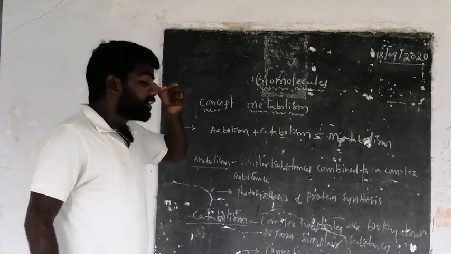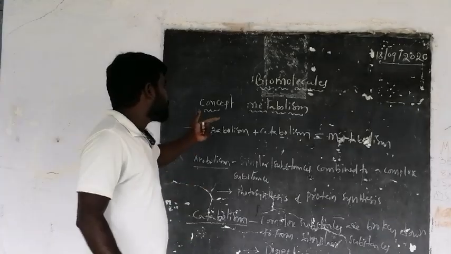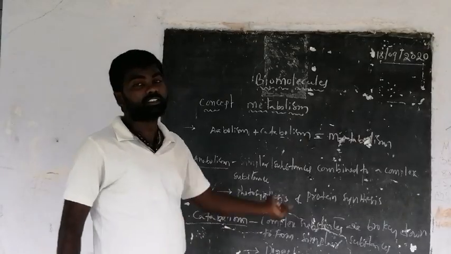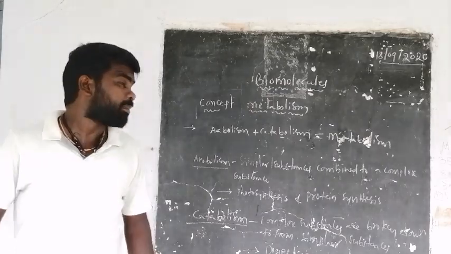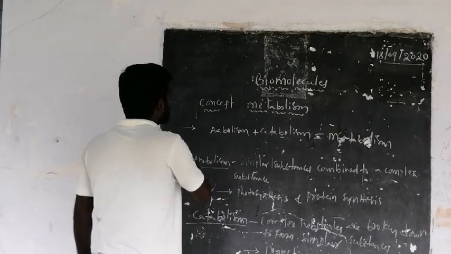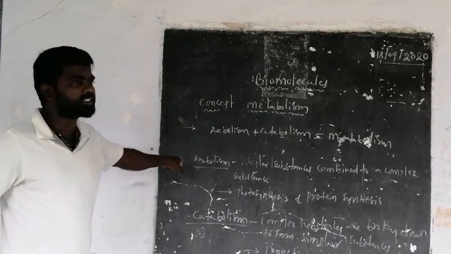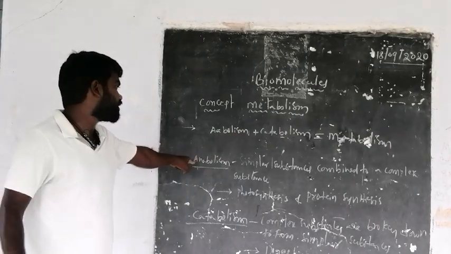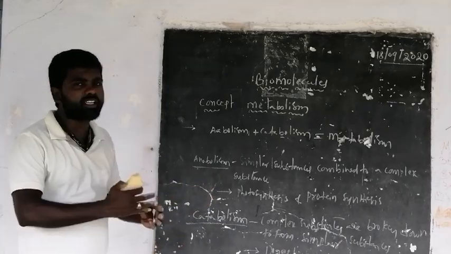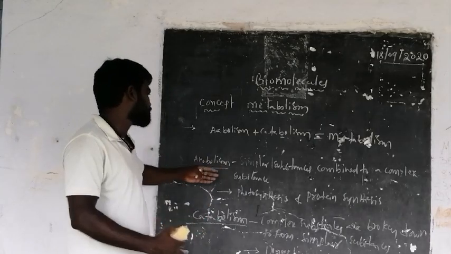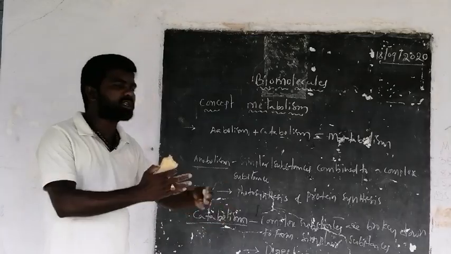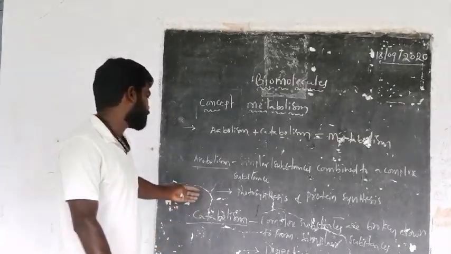And the biomolecules are mainly divided into two types, as in mineral nutrition, where there are macronutrients and micronutrients: macrobiomolecules and microbiomolecules. Concept of metabolism: metabolism is the combination of anabolism and catabolism. Anabolism means constructing reactions, and catabolism means destructing reactions. Simpler substances combine to form complex substances in anabolism, and complex substances are broken down to form simpler substances in catabolism.